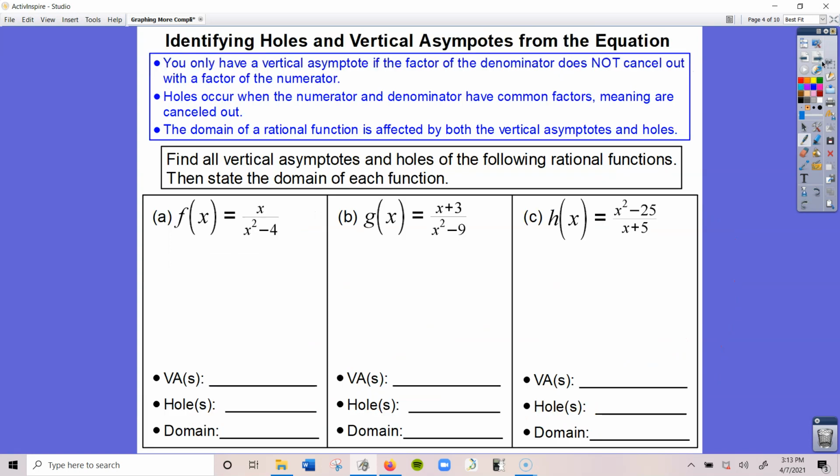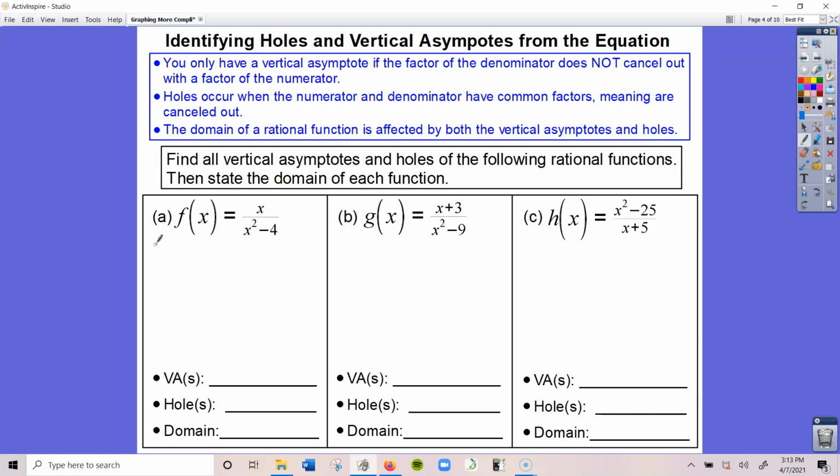We're going to focus only on vertical asymptotes, holes, and domain. So just to reiterate here, most importantly, you only have a vertical asymptote if the factor of the denominator does not cancel out with the factor of the numerator. Holes occur when the numerator and denominator have common factors, meaning that they are canceled out. And the domain of a rational function is affected by both the vertical asymptotes and the holes. Both the asymptotes and holes are excluded values of the domain.